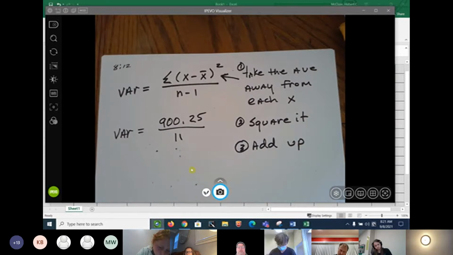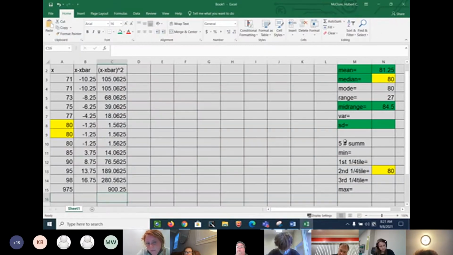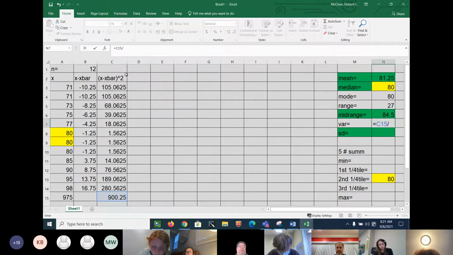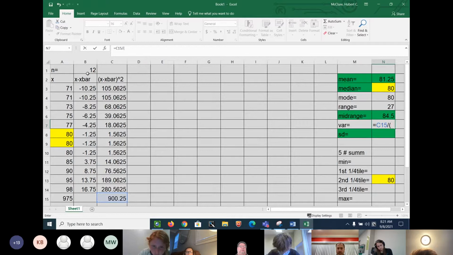Now, if you can't figure out where that 11 comes from, then okay, we need to really talk about reading formulas. N minus 1, you should know where the 11 comes from. So 900.25. So variance is equal to 900.25 divided by this number minus 1. I'll check my math. I got 81.84.